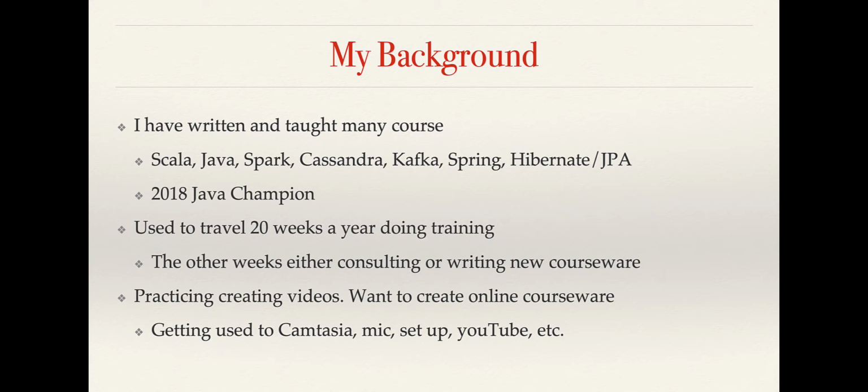A little bit about my background. I've taught and written many courses: Struts, Scala, Java, Spark, Cassandra, Kafka, Spring, Hibernate, JPA. I also wrote a few books, one on Java tools for extreme programming. I was a 2018 Java champion. I've contributed to multiple open source projects, including a very fast JSON parser and some high-speed in-memory communication software. I work on both engineering management consulting, and low-level high-speed compute consulting. So that's my background.